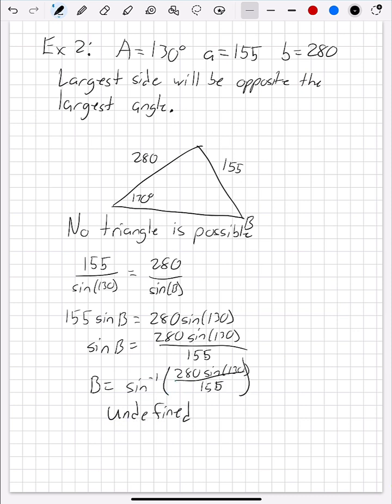Plug that in the calculator and you get undefined because it is not possible. So again, if you recognize that rule, great. If not, if you try to do the algebra and you get undefined, there's a chance that that triangle is impossible. All right. So that concludes section 6.1, laws of sines.